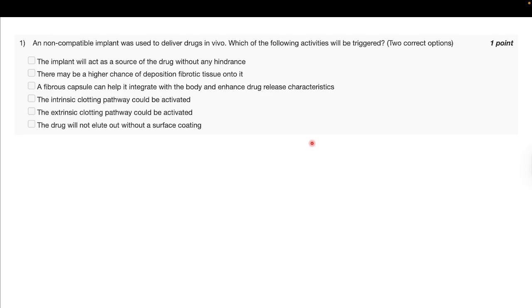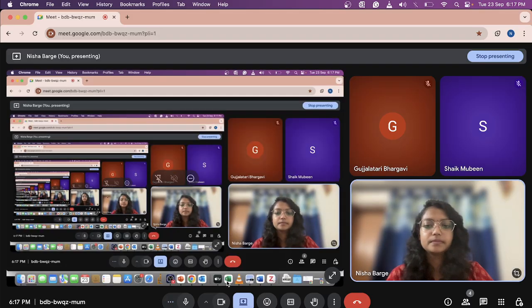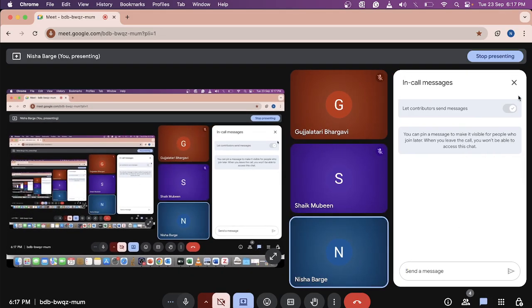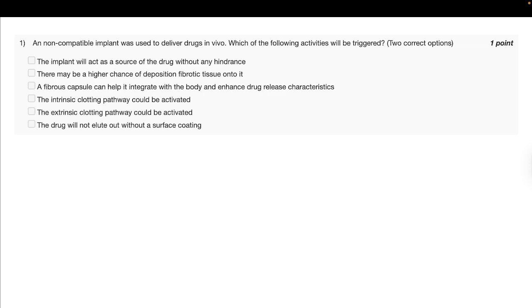So take your time in reading through the options and let me know if you have the answer. If not, we'll discuss. You can unmute yourself and let me know the answer, or you can type it out in the chat box as well. That also works with me. But yeah, let me know if you know the answer. If not, we'll discuss.